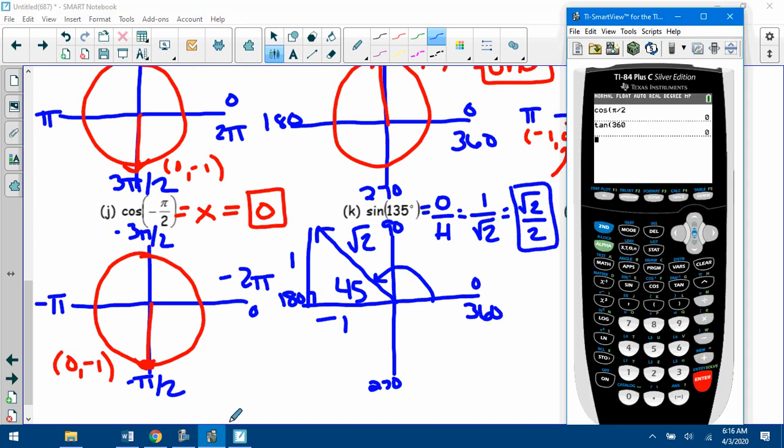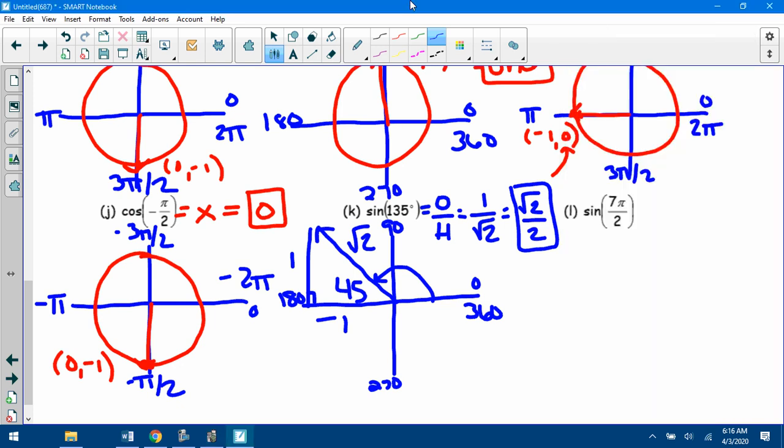And remember, you can still check those like we did yesterday. So if I'm in the right mode, which I am, and type sine of 135, I get a big long decimal. If I type radical 2 divided by 2, I get the same big long decimal. So I know I'm right.